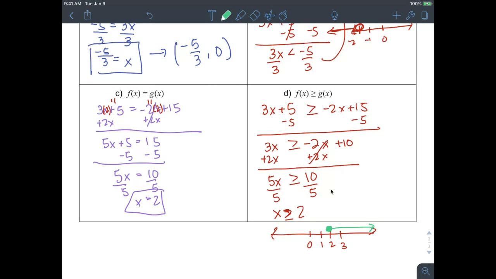We can go ahead and test a value like 3. So I'm going to plug in 3 for x. Okay, 3 times 3 is 9 plus 5 is 14. 3 times negative 2 is negative 6. Negative 6 plus 15 is 9. So is 14 greater than or equal to 9? Yes, that does work out. Okay, that's it for this review lesson on lines.